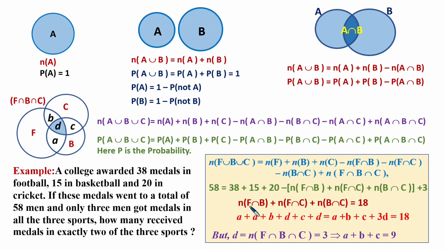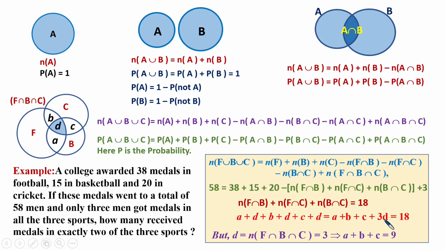So the number of elements in F intersection B is A plus D, and similarly the number of elements in F intersection C, that is football and cricket, is B plus D. Similarly the number of elements in basketball and cricket is D plus C, so I write C plus D. So this is equal to A plus B plus C plus 3 Ds, and this is equal to 18 from here. D has been told, that 3 men got it, so I substitute D as 3.